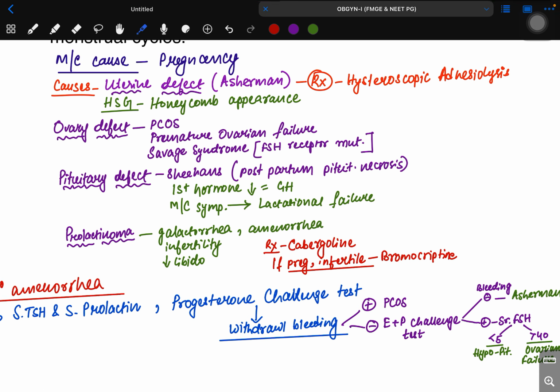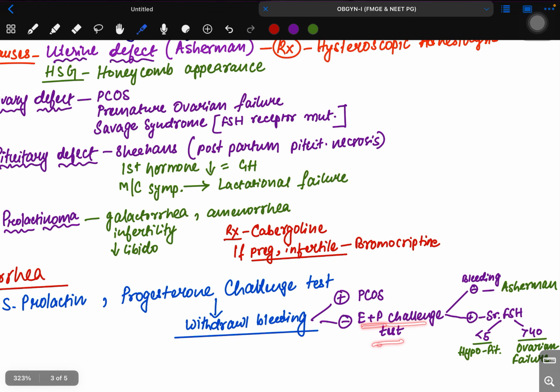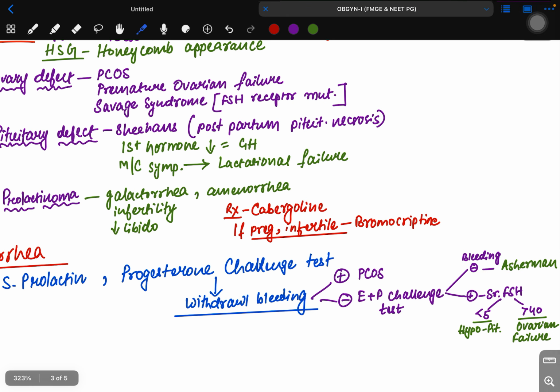If the withdrawal bleeding is negative, then we have to again give the estrogen progesterone challenge test. Now we have to combine it with estrogen. After giving the estrogen progesterone challenge test, if bleeding is negative, then it can be Asherman syndrome, and if the bleeding is positive, we have to check what?